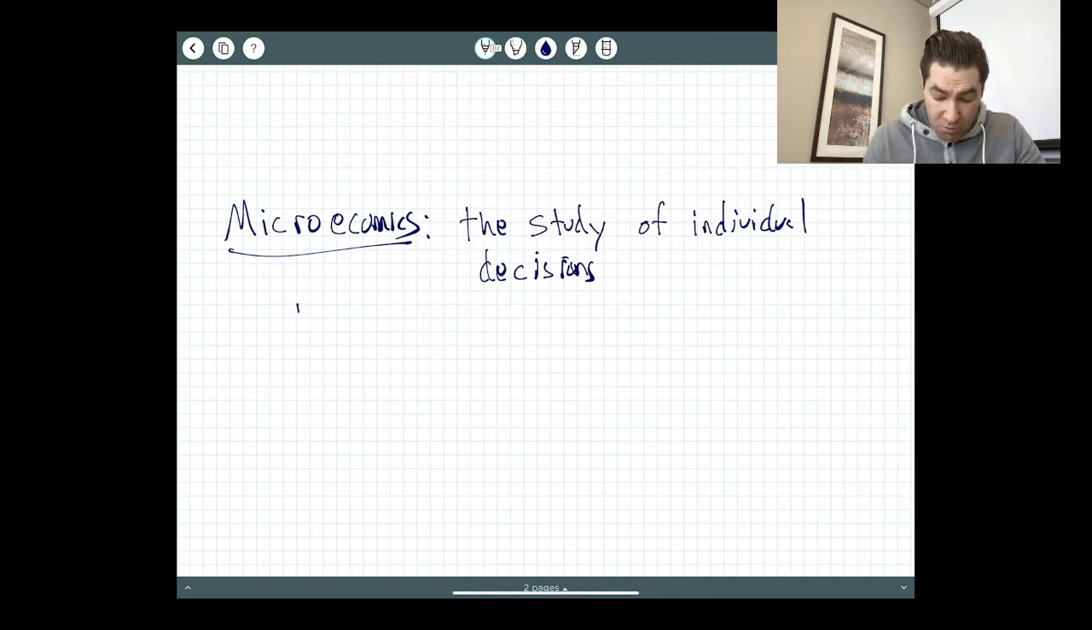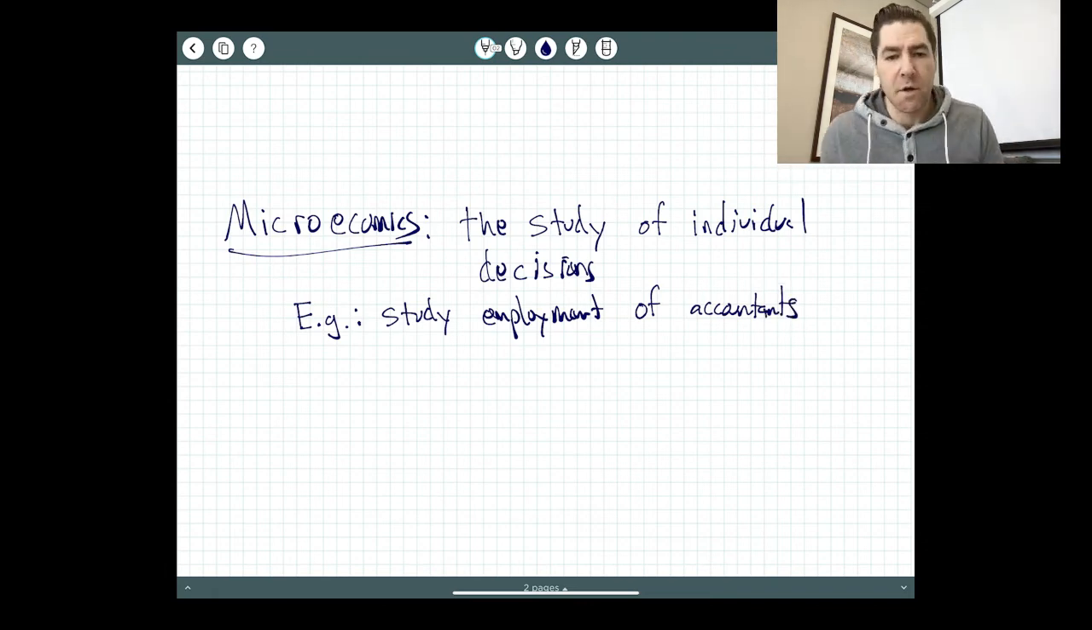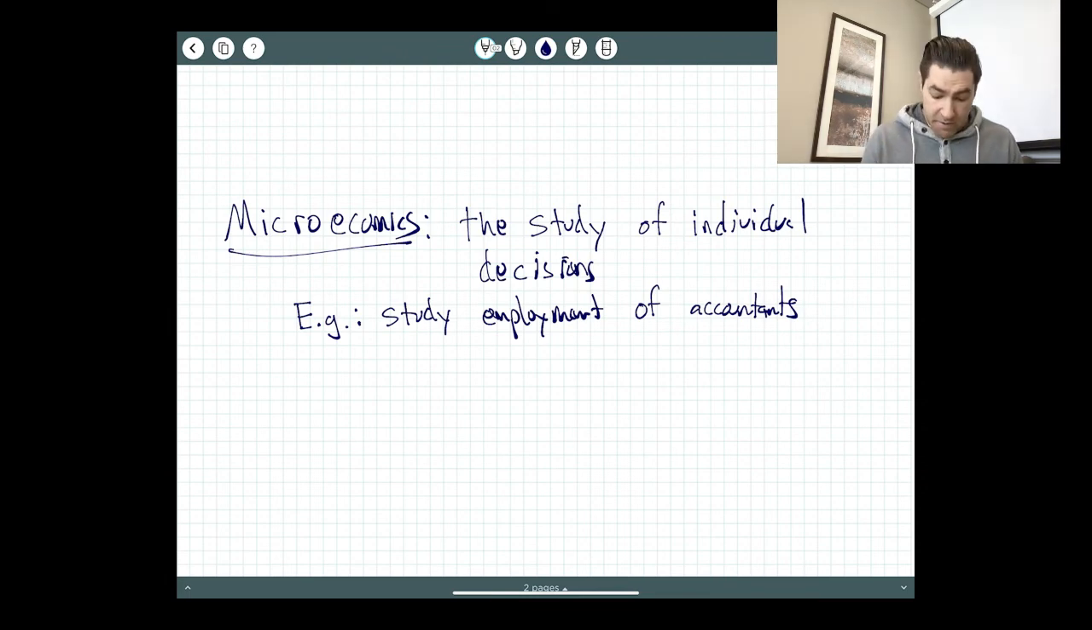So as another example, what's a microeconomic question? I could study employment of accountants. Right? So how do accountants decide how much to work? And what is the demand for accountants? And what is the employment? What is the wage rate of an accountant? That's a particular individual unit in the economy. That's what microeconomics studies.